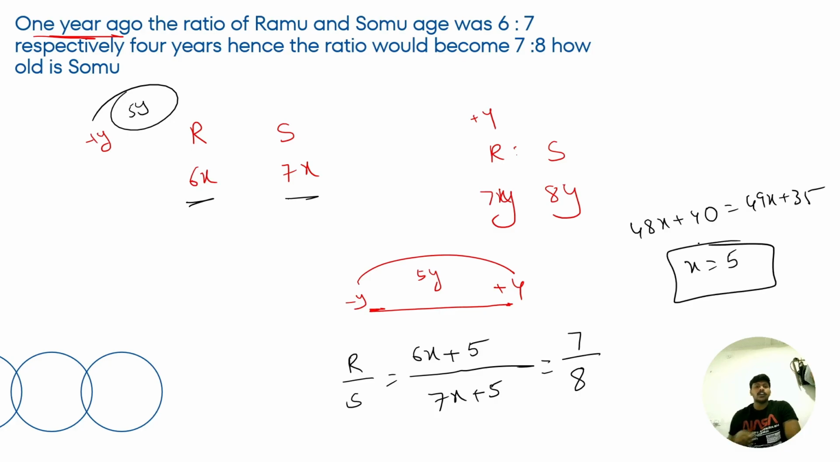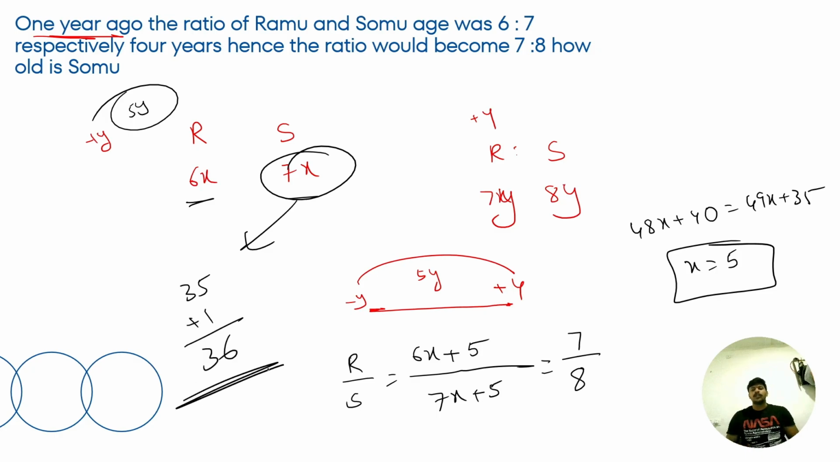directly 5. Now listen, what we want to find out, how old is Somu at present? So see here, this is Somu's. 7x means 7 into 5, 35. But 35 is 1 year back age. Now I want present age. So he is going to be 36 years old. So 1 year back plus 4 future. Once we got the x value, which belongs to the ratio 1 year back, now we want the present one. So add one more because we want plus 1 year. 36. I hope that is clear. Let's move on to the next one.